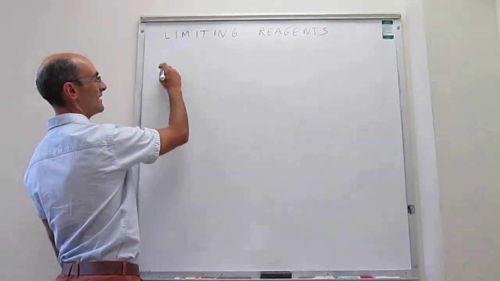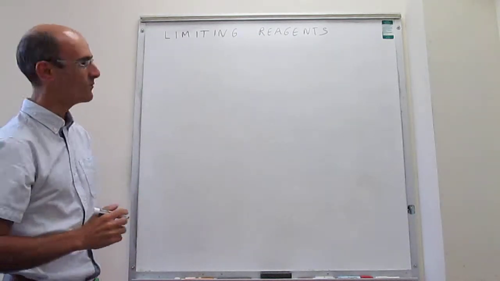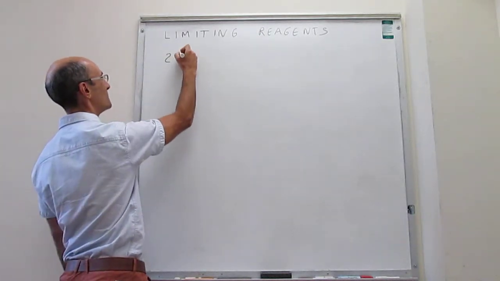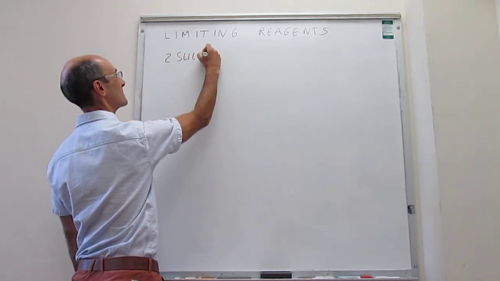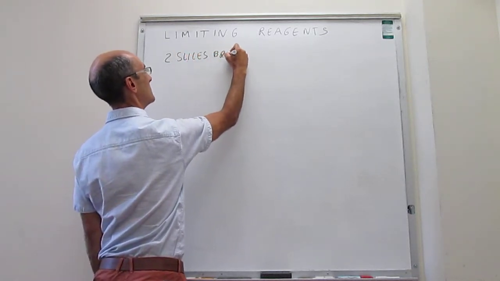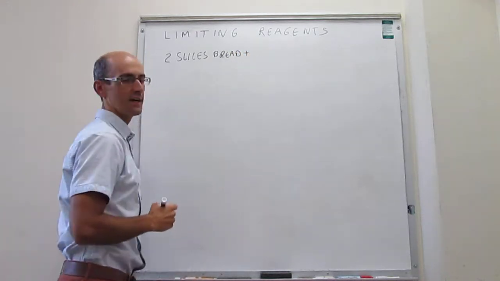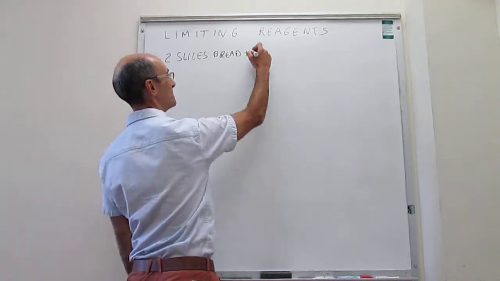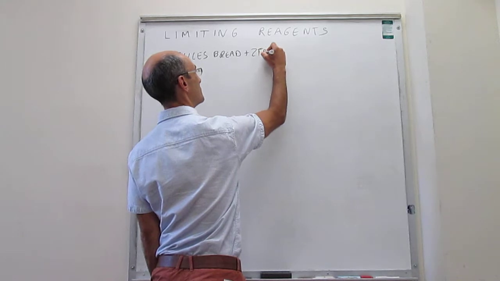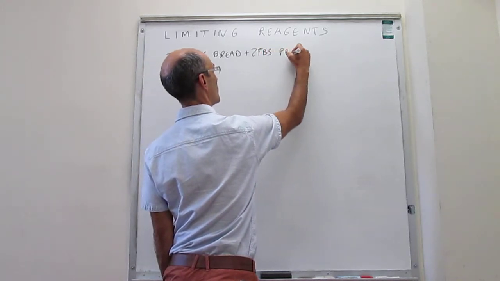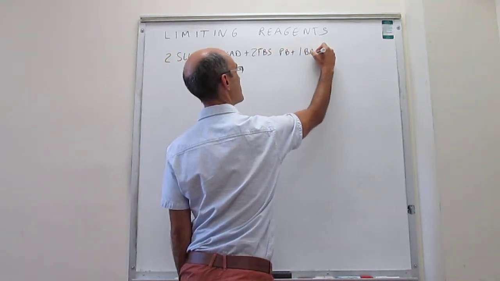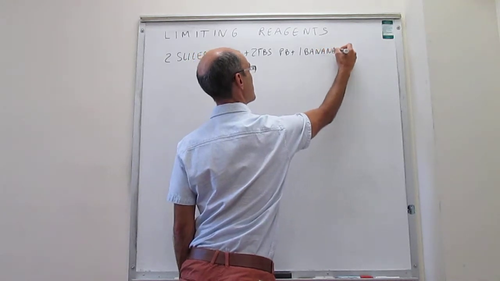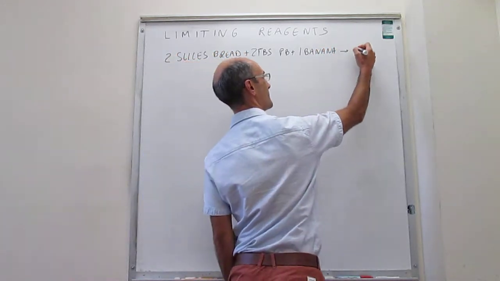To generate a great peanut butter and banana sandwich, you need 2 slices of bread, you also need 2 tablespoons of peanut butter, and then 1 banana. All right, and that gives you 1 sandwich.